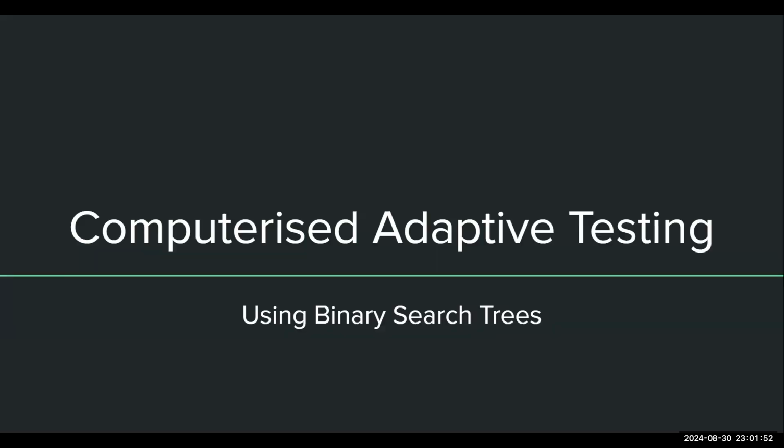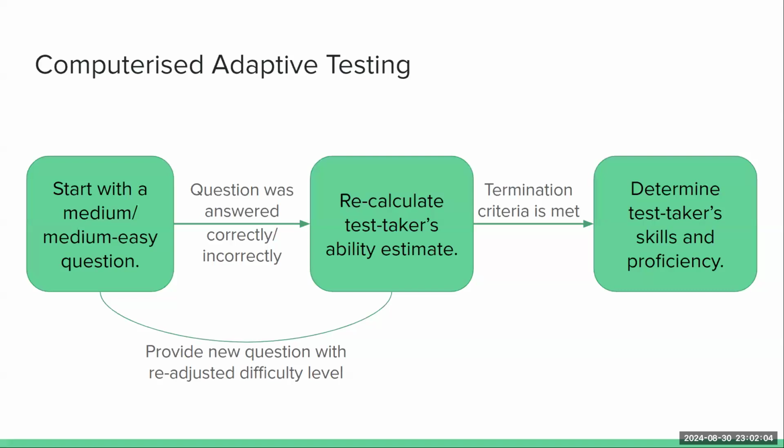Hi everyone, my name is Anisha, and today I'll show one implementation of creating a computerized adaptive test using binary search trees. Computerized adaptive tests are a type of assessment method that dynamically adjusts the difficulty level of test questions based on whether a user has answered the previous question correctly or not.